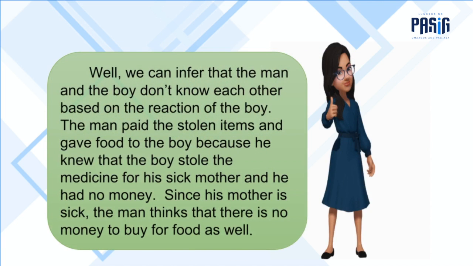Well, we can infer that the man and the boy don't know each other based on the reaction of the boy. The man paid for the stolen items, and gave food to the boy because he knew that the boy stole the medicine for his sick mother, and he had no money. Since his mother is sick, the man thinks that there is no money to buy food as well.